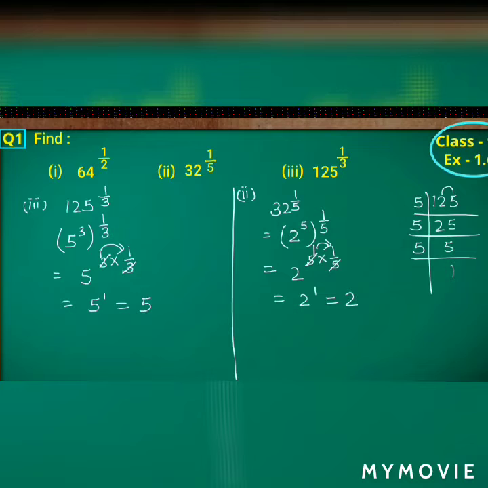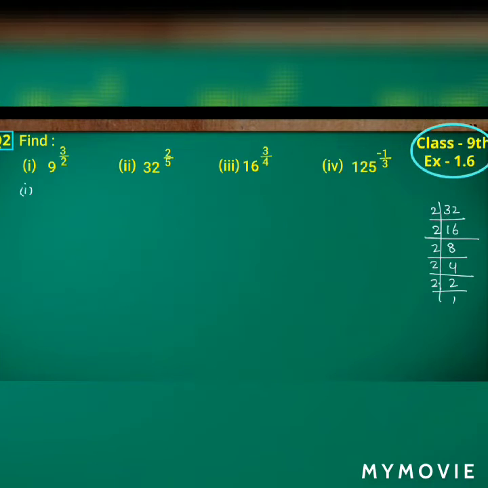So this is how we have to keep any given exponent form in its simplest form. So 9 can be taken as 3 power 2, isn't it? 3 into 3 is giving 9. So (3 power 2) whole power 3 by 2, isn't it? The power will be as it is here, whole power 3 by 2.